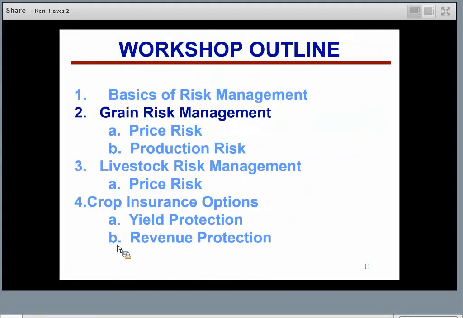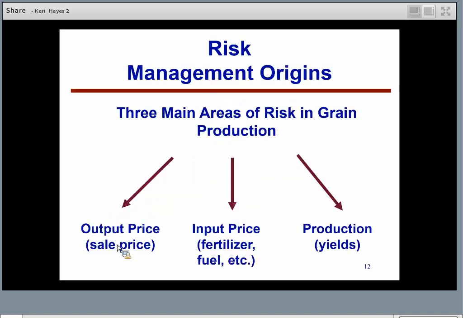So the first thing we're going to talk about is grain operations. There are two big elements of risk there, which include both price and production. For production risk, think about yield uncertainty. We don't know what the yields are going to be every year. It's kind of a fun guessing game throughout the year, but we don't quite know what our yields are going to be at the end of the year.